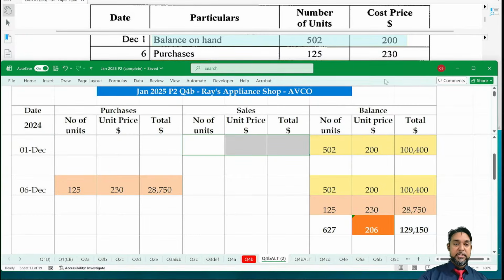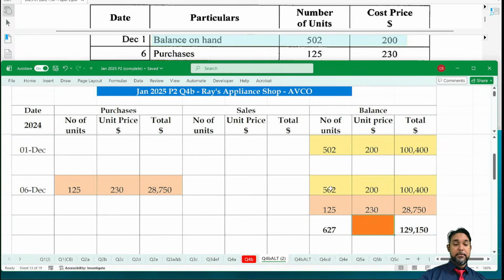Right, so for those who just came in, 502 by 200 is 100,400. On the 6th, we have a purchase of 125 units at $230 per unit. So 125 by 230 is 28,750. Now, in the balance column, we bring down the opening stock and include the new purchase.